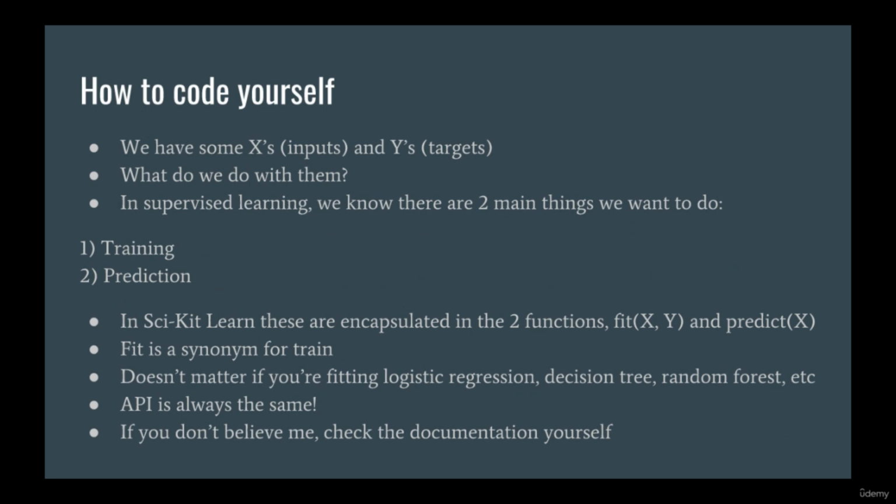So now we can start off from the right place to talk about supervised learning. We have our X's and we have our Y's. What do we do with them? In supervised learning, we know that there are two main things we want to do. We want to do training and we want to do prediction. In scikit-learn, all the models have the same API. It doesn't matter if you're doing logistic regression or decision trees or random forest. All supervised models in scikit-learn have the same two functions, fit and predict. Fitting a model is just a synonym for training a model. If you don't believe me, you can go look at the scikit documentation yourself.